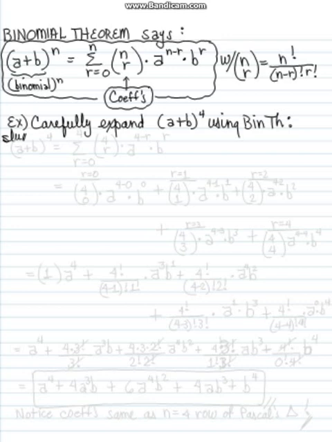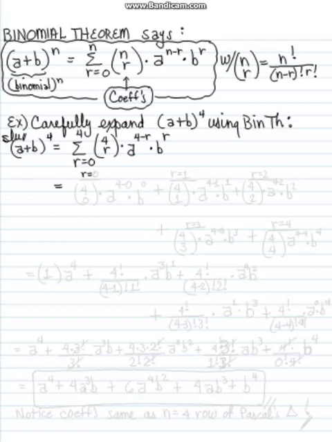Okay, so this is with n choose r defined to be equal to n factorial over parenthesis n minus r factorial times r factorial. So we're going to carefully expand a plus b to the fourth power using the binomial theorem. So all we know is that we have the a plus b, and the n is going to be fixed at the number 4. So we have a plus b to the fourth equals the sum r equals 0 to 4 of 4 choose r times a to the 4 minus r power times b to the r power. So we just replaced all of the n's with the number 4.